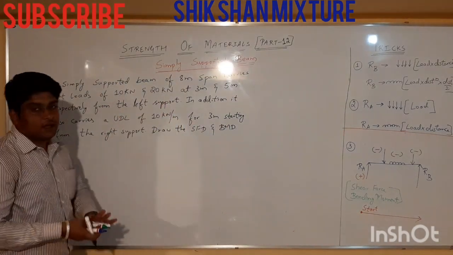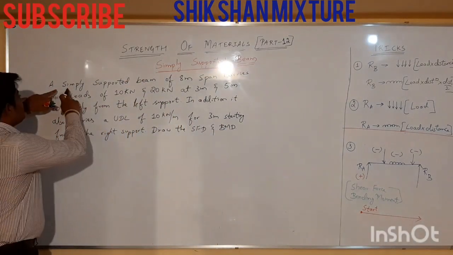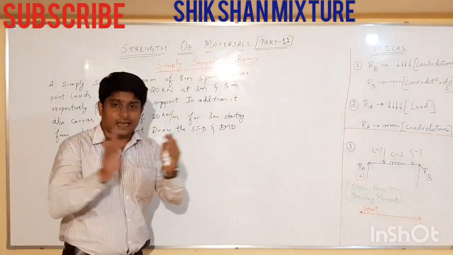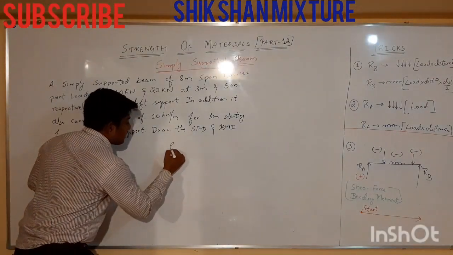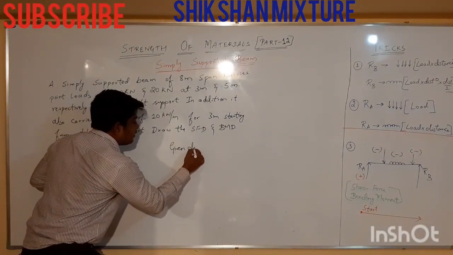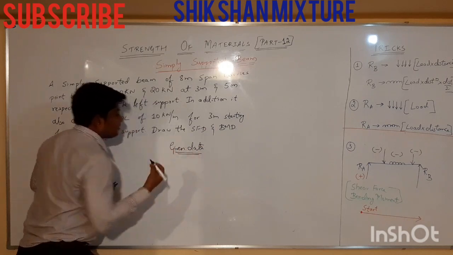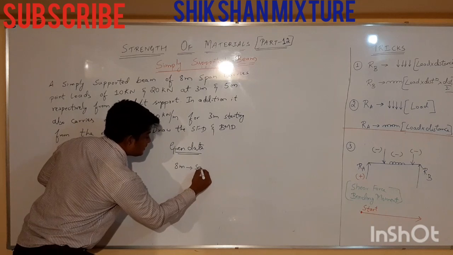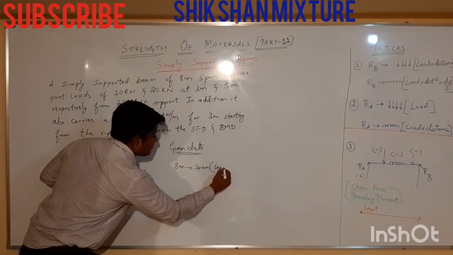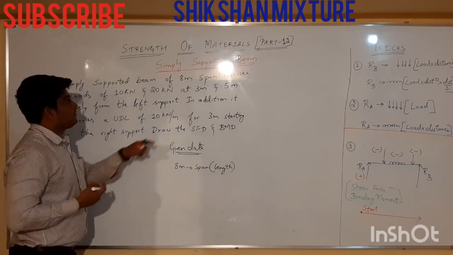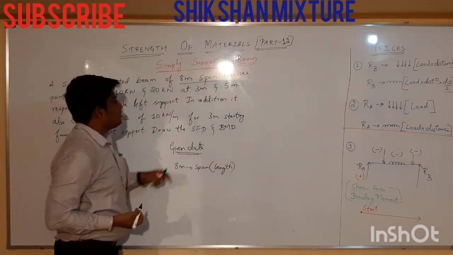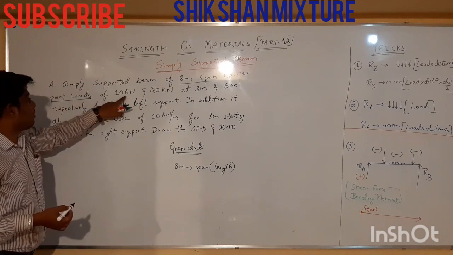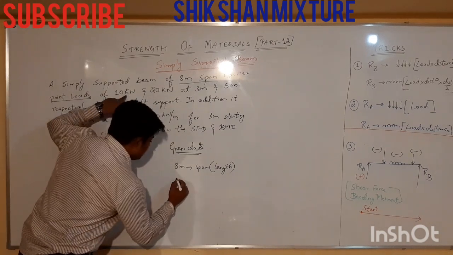Let us read the question. Simply supported beam, 8 meter span. Span is nothing but the length. Let us write the given data before drawing the beam. 8 meters span, that is nothing but the length. Next, 8 meter span carries point loads. Point loads of 10 kilonewton.